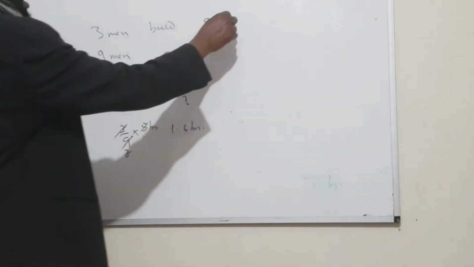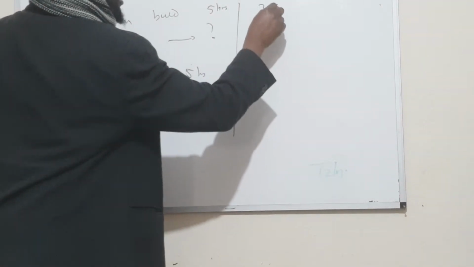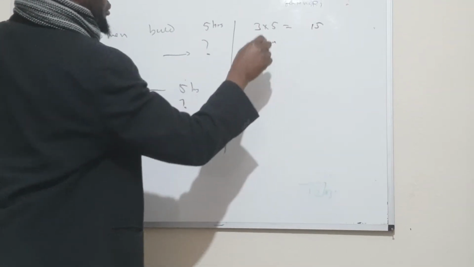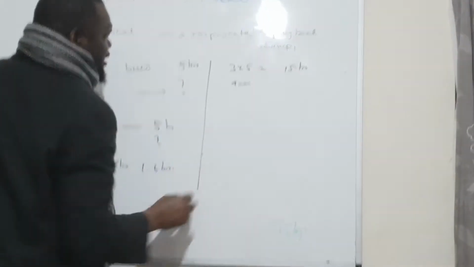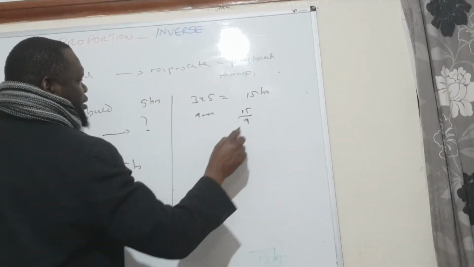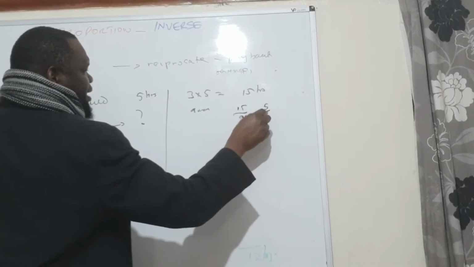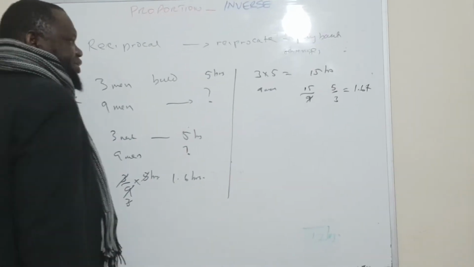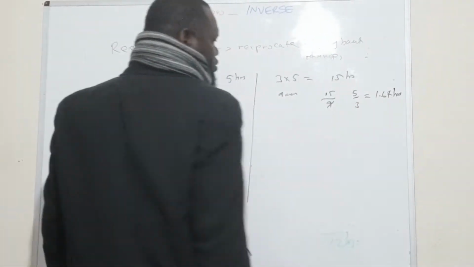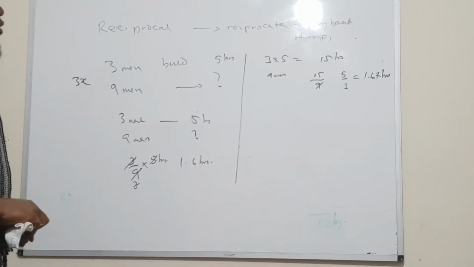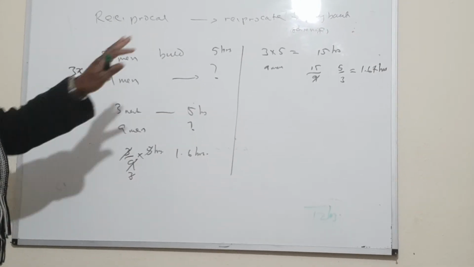The alternative way is to find our total. 3 times 5 is 15. So 9 men will be 15 divided by 9, which is 5 divided by 3, which is 1.66 or 1.67 to the nearest hour. Do you get it? This is called inverse proportion. You either do it that way or the other way, whichever is easy for you.